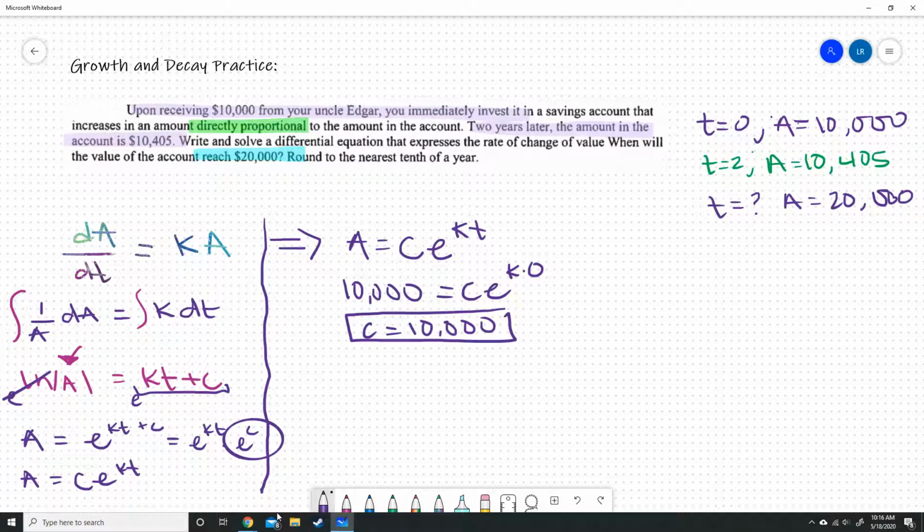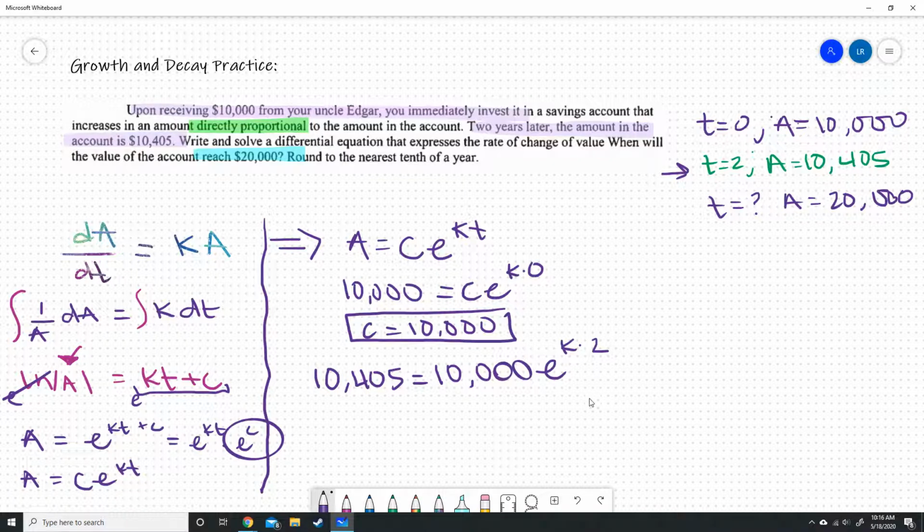Now we want to figure out what is K. That would be the other thing that we need for our equation, because in our equation we need the initial condition and we need to know what K is. And so to figure that out, let's plug in our T is 2. And so we know when T is 2, the amount is 10,405. We now know that C is 10,000. And then we have e to the K times 2.